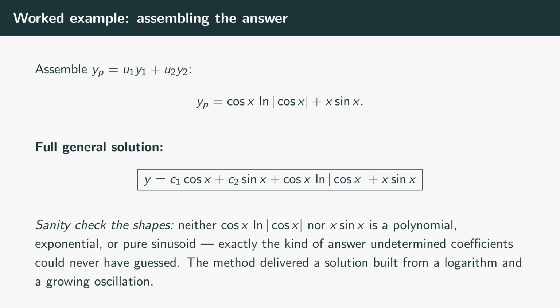Take a moment to look at the form of this answer. One piece is a cosine multiplied by a logarithm, the other is x times a sine, an oscillation whose amplitude grows. Neither of those is a polynomial, an exponential, or a plain sinusoid. There was no possible guess in the undetermined coefficients table that could ever have produced them. That is the whole reason variation of parameters exists. The forcing term reached outside the guessable families, and the method followed it there, returning an exact closed-form answer built from a logarithm and a growing oscillation.